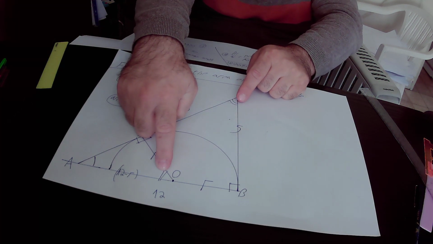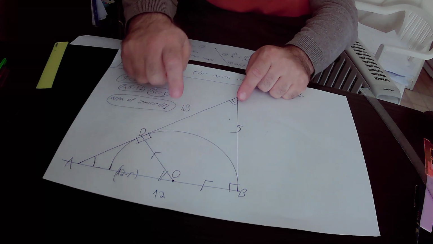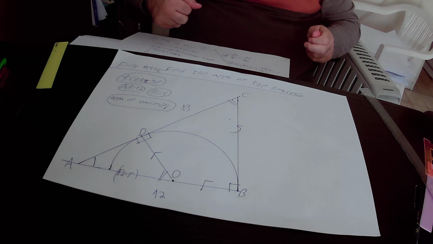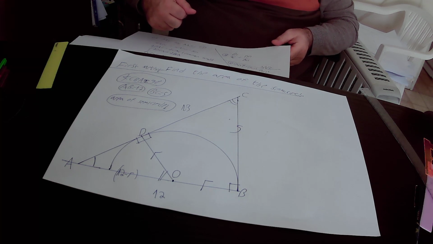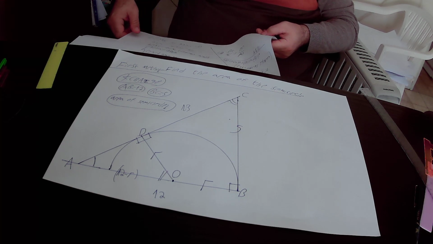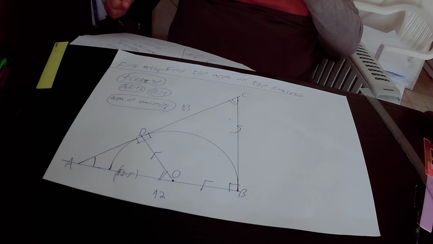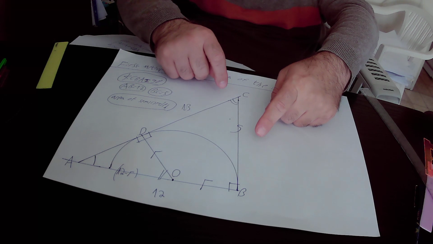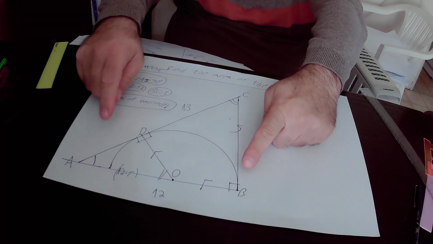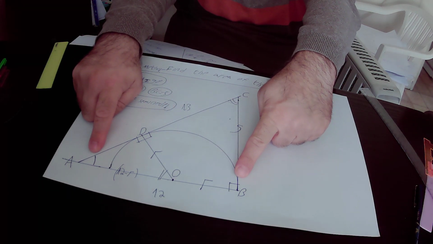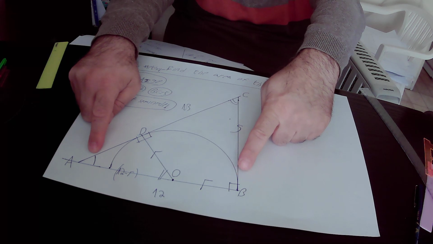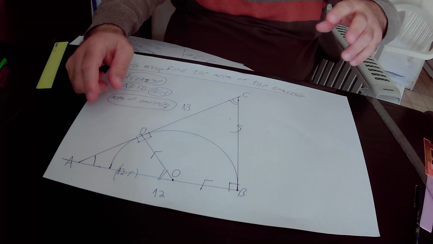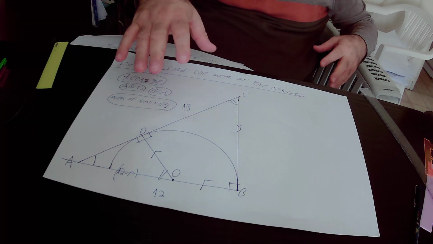What is the third angle theorem? The third angle theorem says that if two angles in one triangle are congruent to two angles in another triangle, then the third pair of angles must also be congruent. So in triangle ABC, we have those two angles that are congruent to those two angles in triangle ADO. Therefore, we have two pairs of congruent angles in those two triangles.